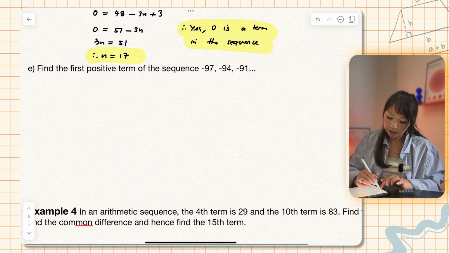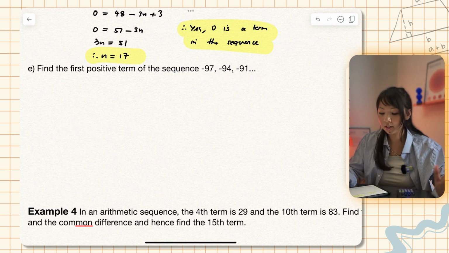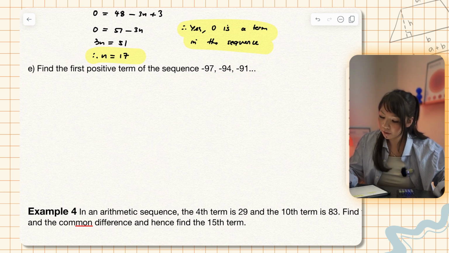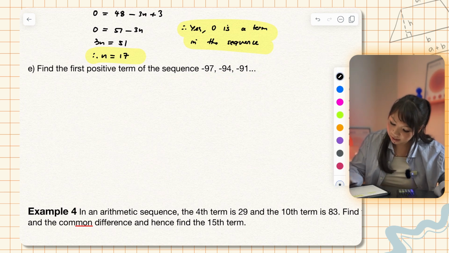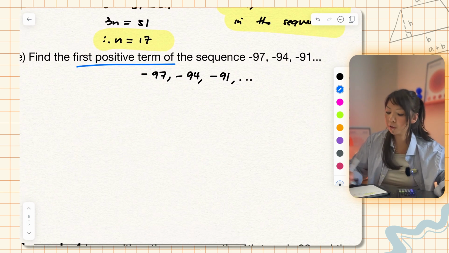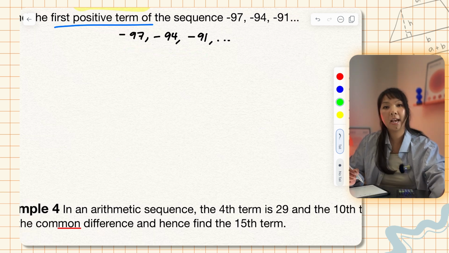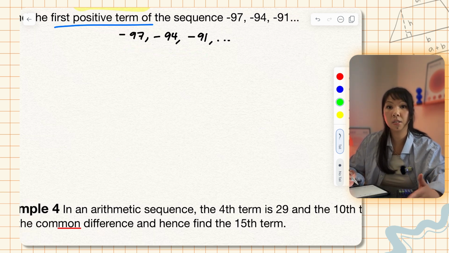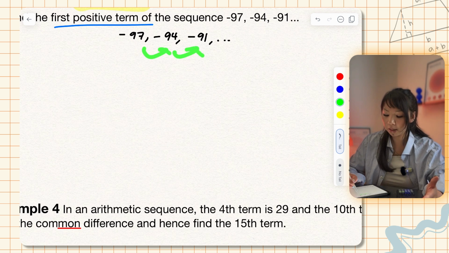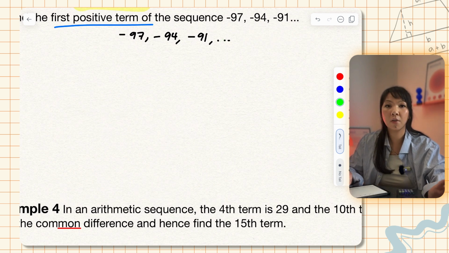Next question, E. Find the first positive term of the sequence -97, -94, -91. So in this sequence, let's list it out. We're trying to find the first positive term because you can see here that although these are negative numbers, the numbers are actually becoming closer and closer towards 0 and the positive values getting larger and larger. So we're adding 3 every time. Eventually, if the sequence continues enough, you're going to end up reaching the positive values.